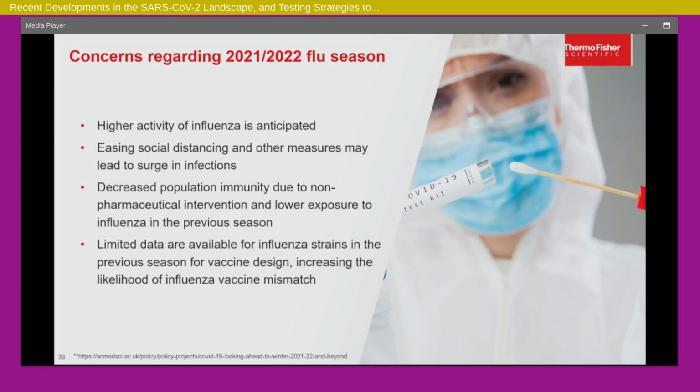So what are the concerns if you look at higher activity of flu is anticipated? We are easing our social distancing measures, and again, one of the things that is very important is there is limited data for the strains from the previous season, because there was no flu last year. So again, we'll have to see what is the likelihood of this impacted the season.